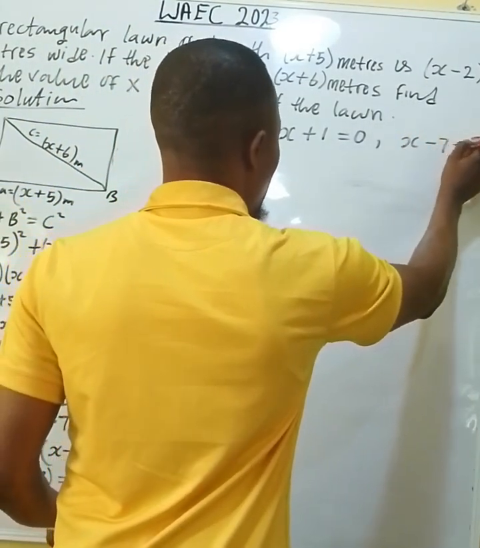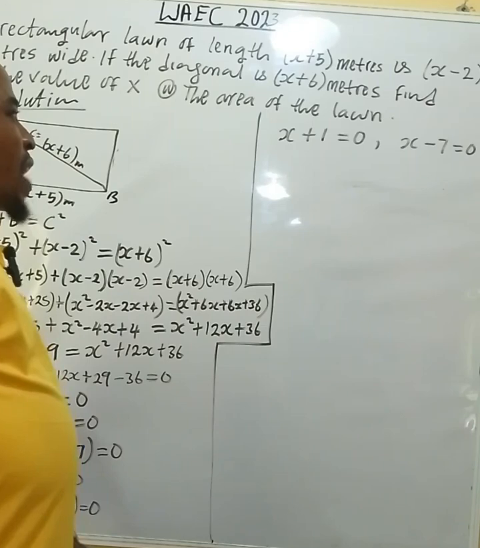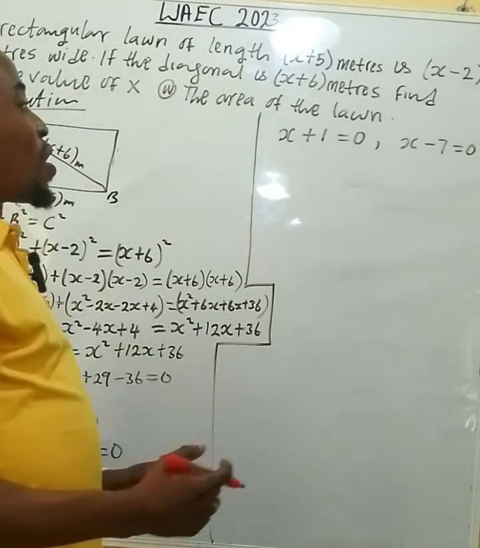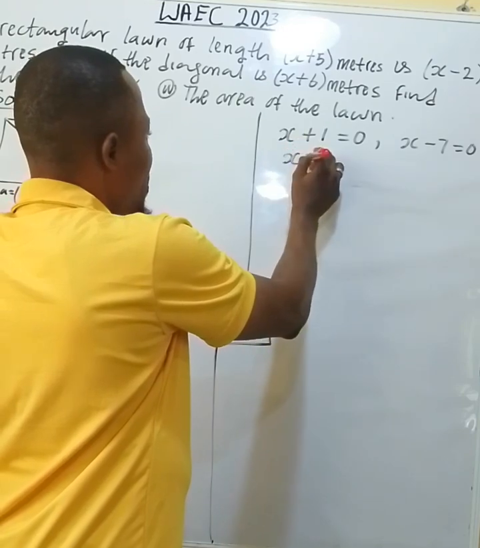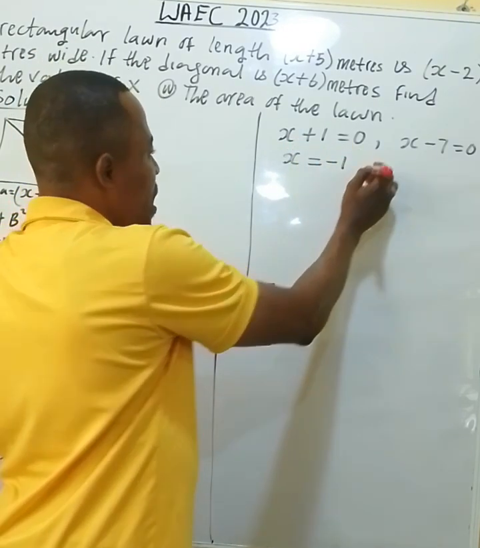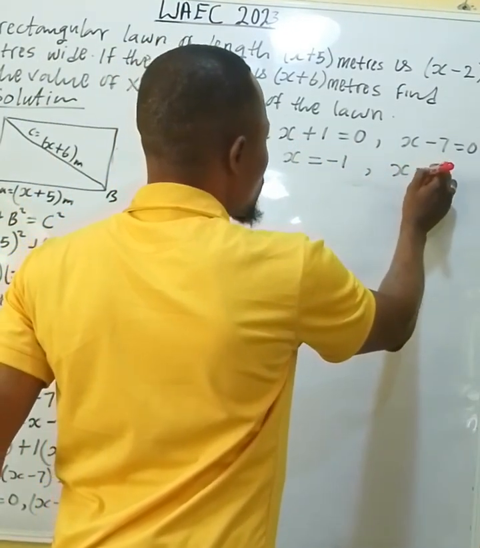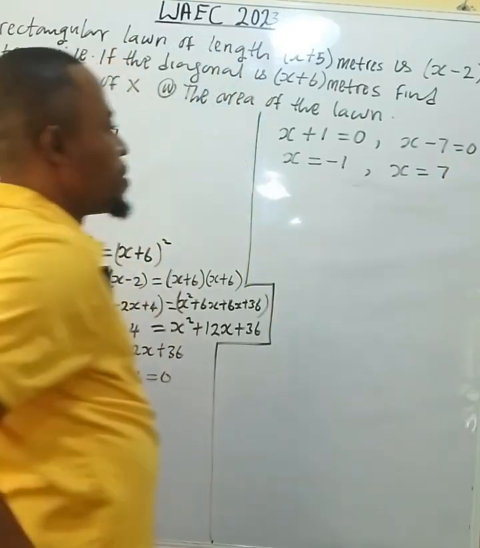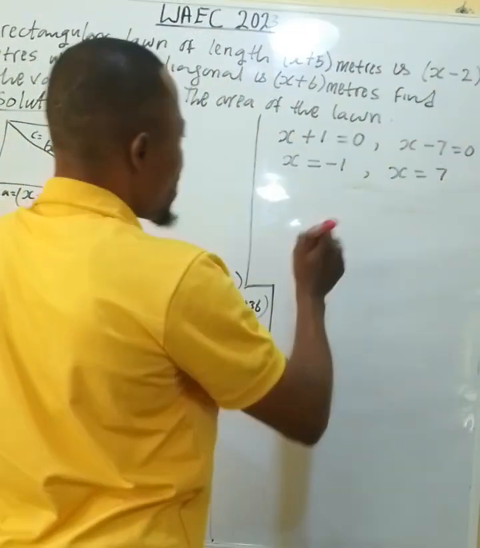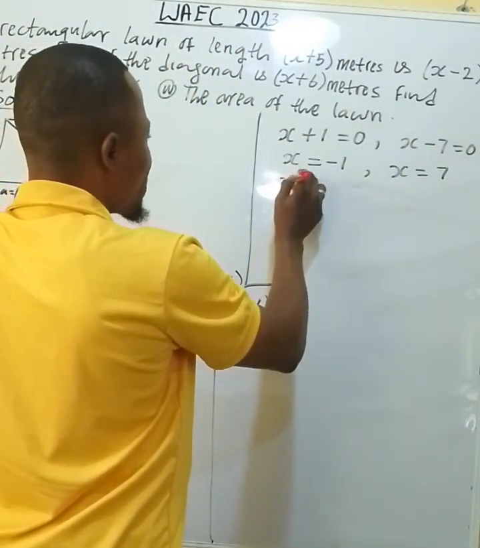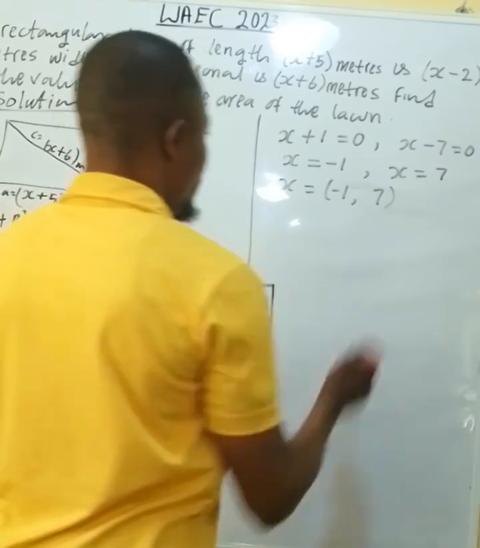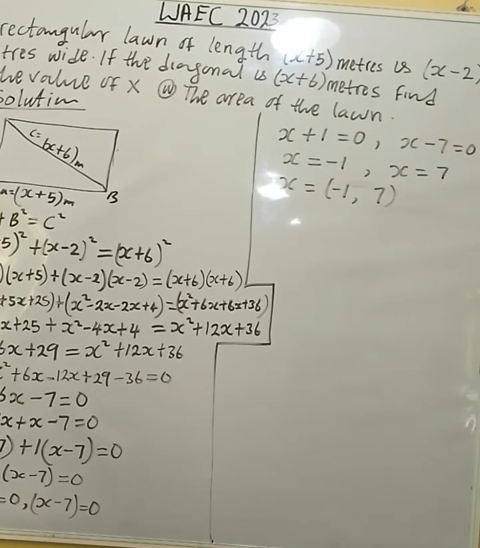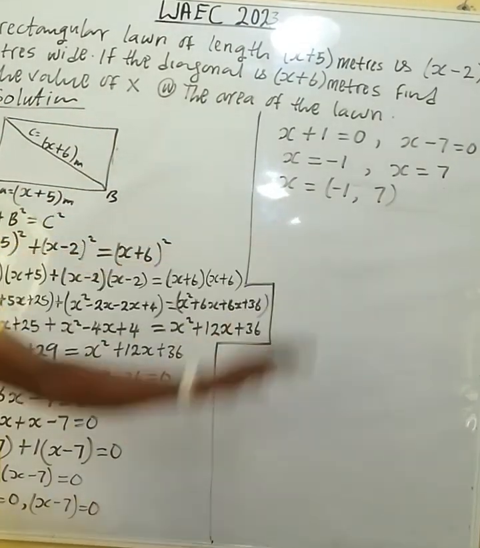X minus 7 equals to 0. So when you have it like this, now we are solving to get the value of x. So this one we take it to the other side. X equals to minus 1, comma, x equals to plus 7. So that's the value of our answer, x. So x equals to minus 1, comma, 7. So that's the value of our x. From the question, we have to find the value of x. So we have gotten the value of x now.